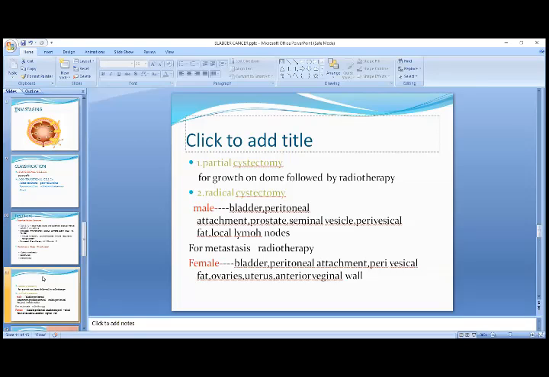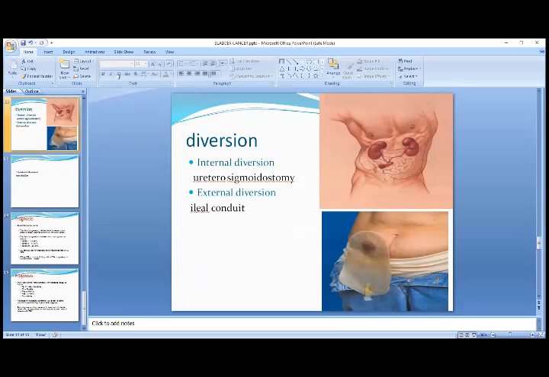And for the lesions which are distantly metastasized, we use radiotherapy. In case of female, if you have to perform radical cystectomy, you will have to take out the bladder, peritoneal attachments, the perivesical fat, ovaries, uterus, and anterior vaginal wall as well. So you will have to remove all of the organs which are closely related to the bladder to avoid any local spread later on. So T2 disease is a more advanced disease with a more aggressive treatment option. You will have to remove the bladder with the adjoining organs, and you will have to go for radiotherapy and chemotherapy later on. And ultimately, whenever you remove the bladder, you will have to give some sort of alternate drainage option in the form of diversion.